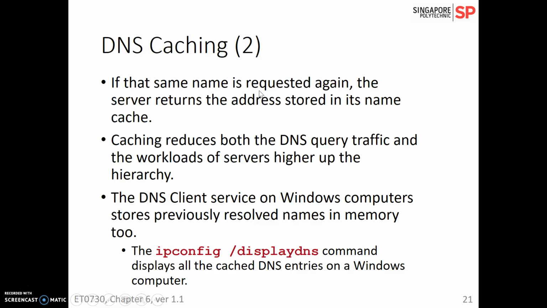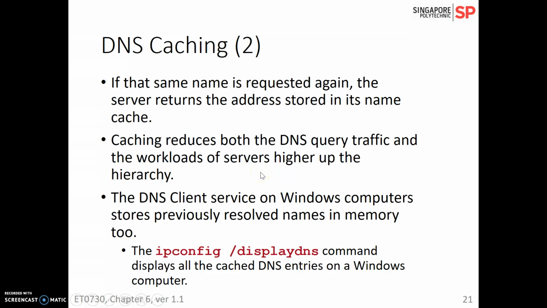So when your friend sent a second query for the same website, www.facebook.com, the SP DNS server realized that it does not need to ask again because it already has the answer cached inside the server. So the SP DNS server can immediately reply to your friend with the IP address of facebook.com. So caching helps to reduce the DNS query traffic and the workload.